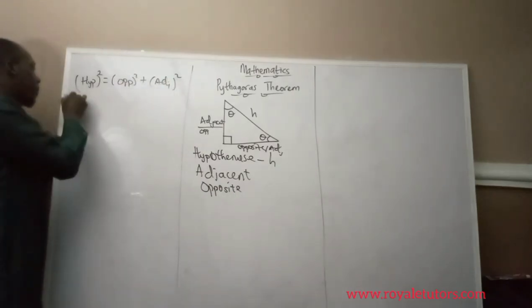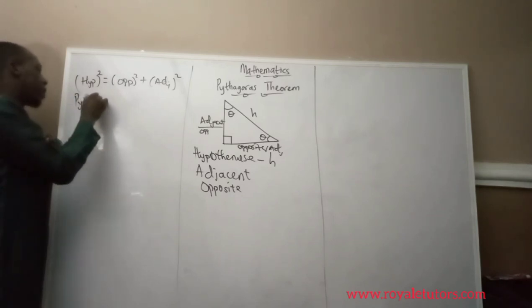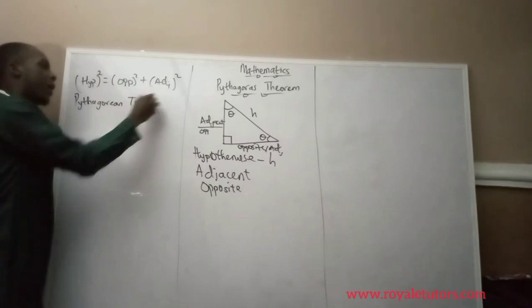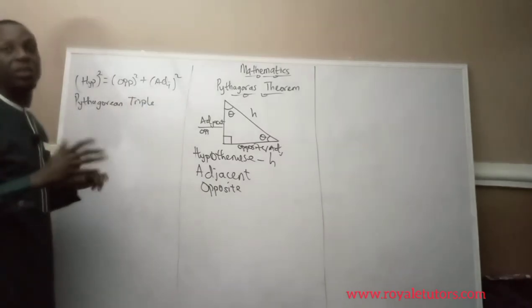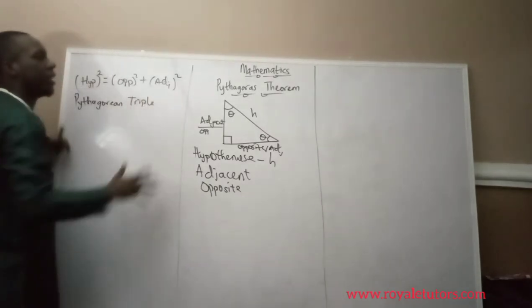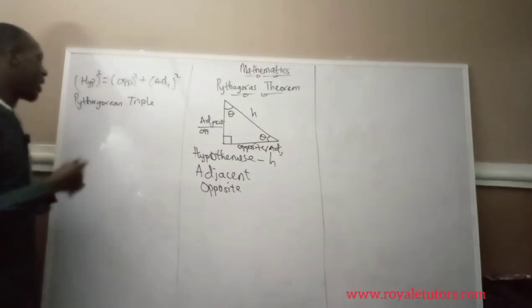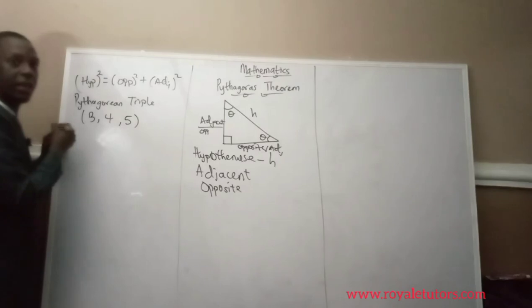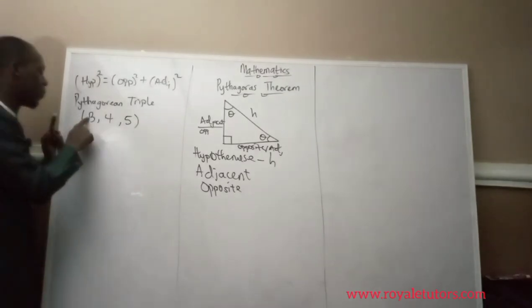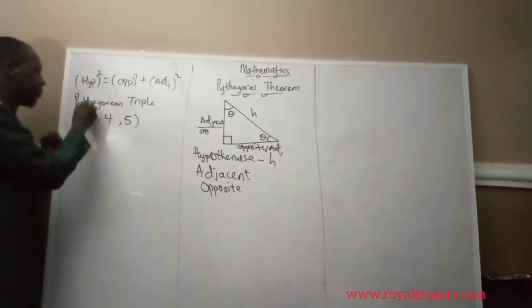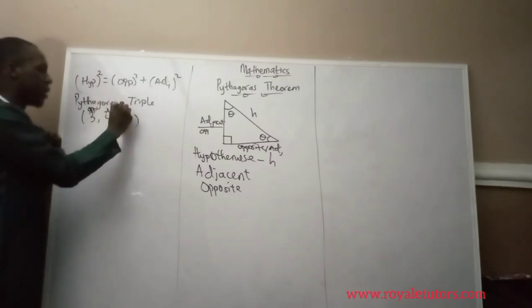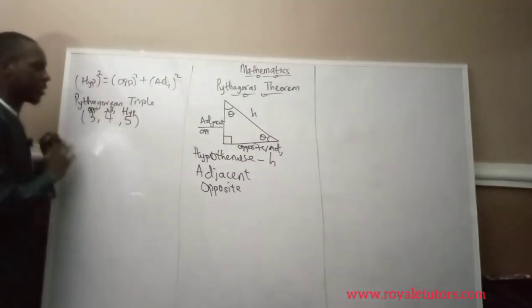Now there's something we call Pythagorean triple. Now Pythagorean triple is just three numbers that satisfy the Pythagoras theorem. An example is 3, 4, 5. Good. Now, this can be the opposite, this can be the adjacent, while the last one is always the hypotenuse. So now, let's check this.